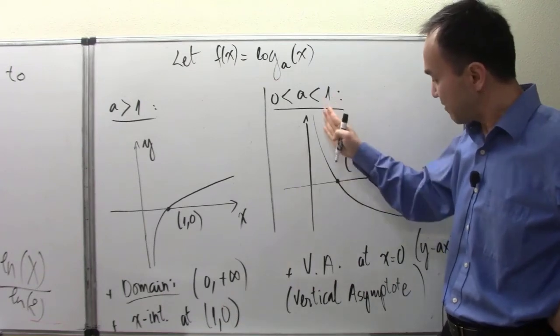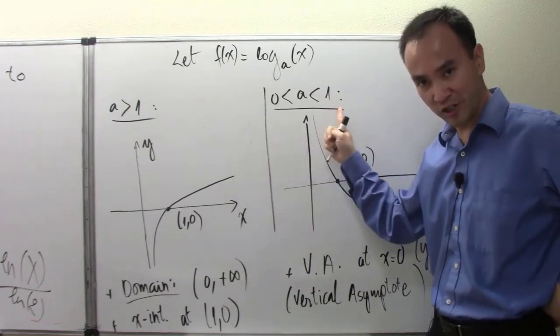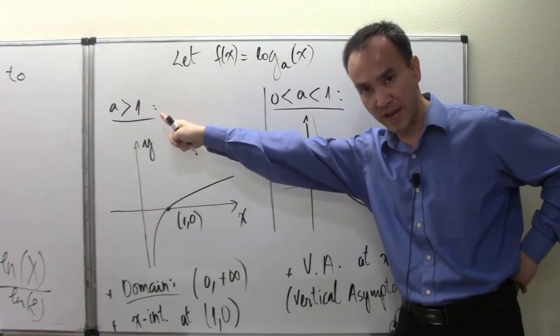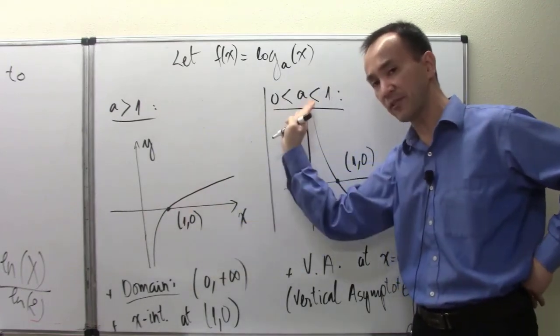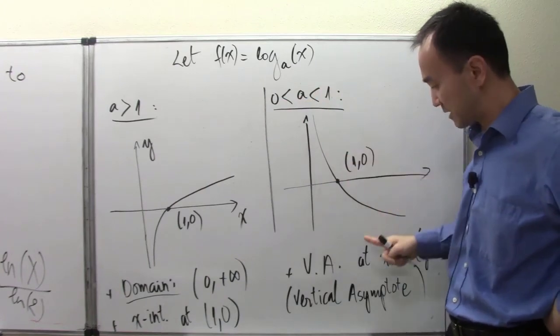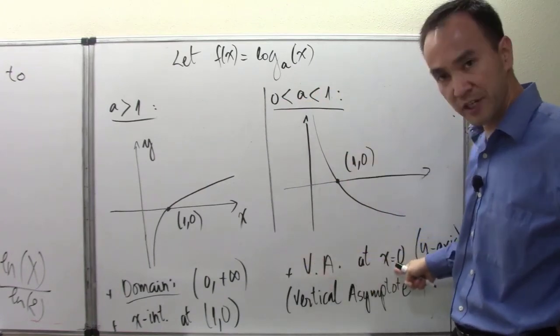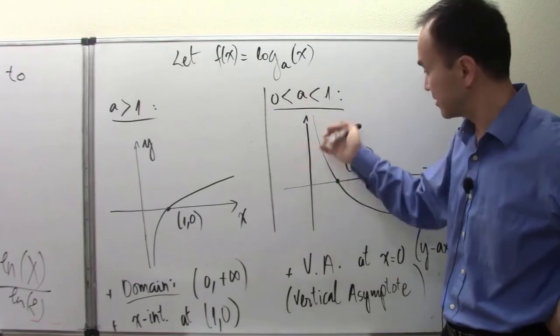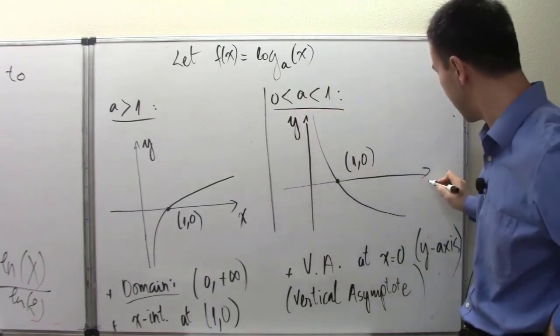But now the shape changes, and that's why I have to draw the shape. Here, when the base is greater than 1, the shape is rising from the left to the right. Here, the shape is falling from the left to the right. But it's still going to have a VA, a vertical asymptote at the y-axis. So the y-axis is here, the x-axis is here.